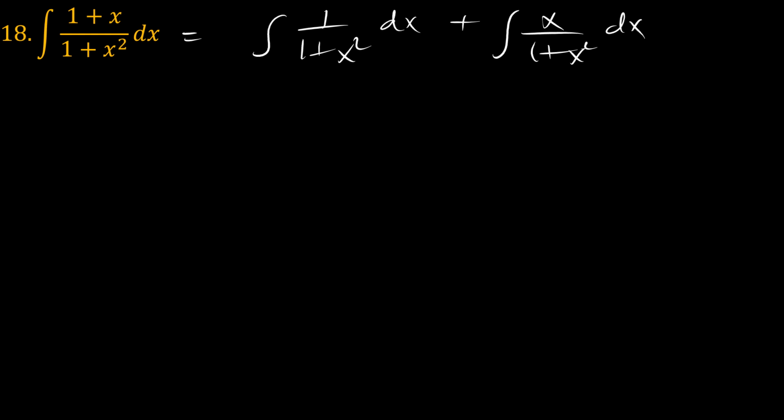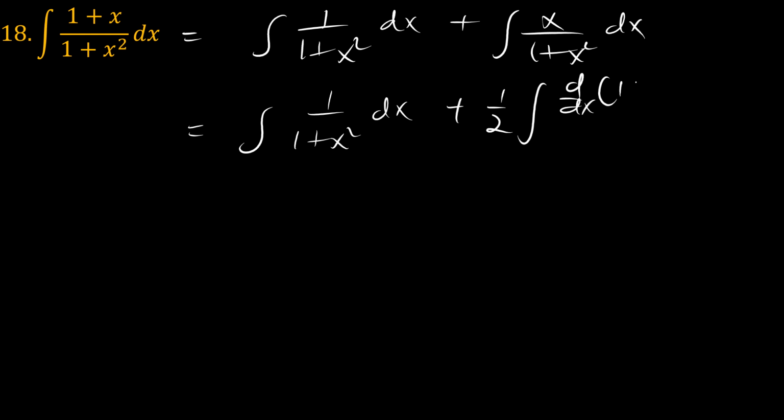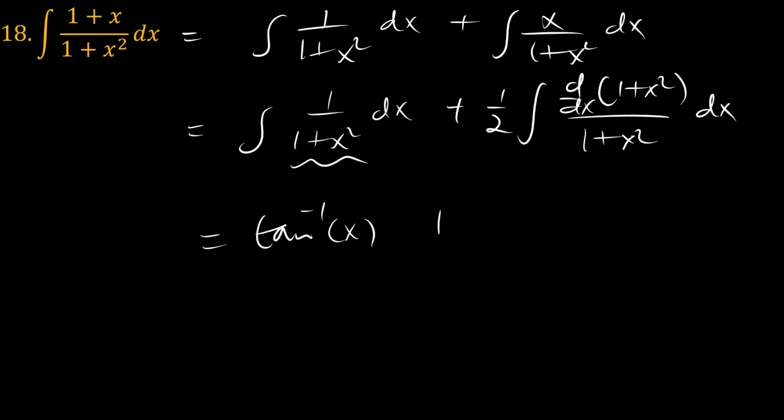Right? And this is the same as the integral of 1 over 1 plus x squared, plus a half the integral of the derivative of 1 plus x squared over 1 plus x squared. So this is a famous integral: this is the arctangent of x plus a half the natural logarithm of 1 plus x squared plus the integration constant.